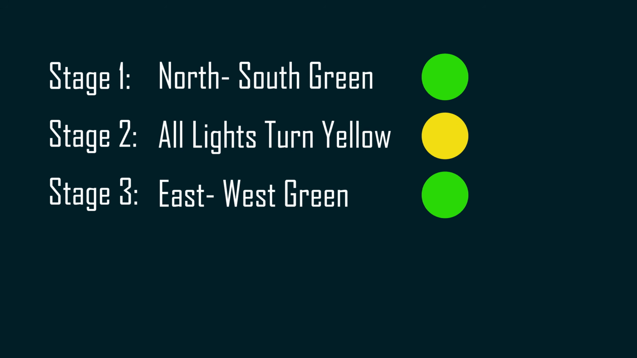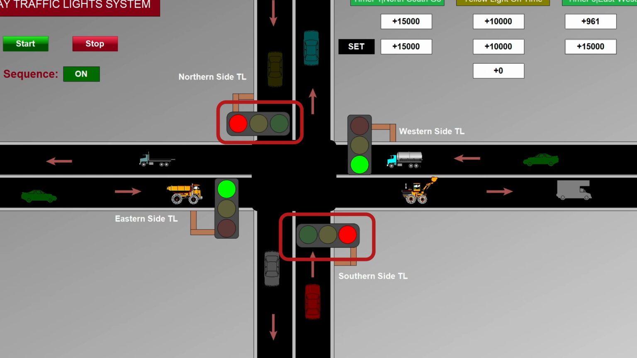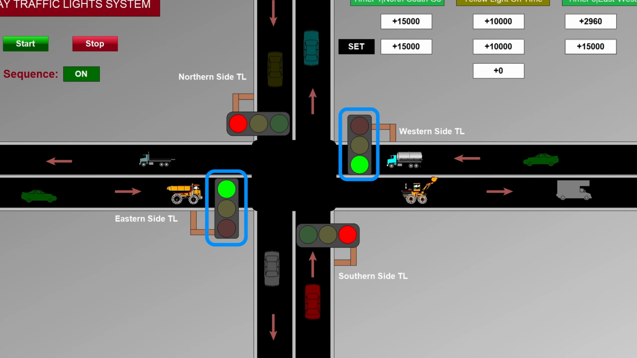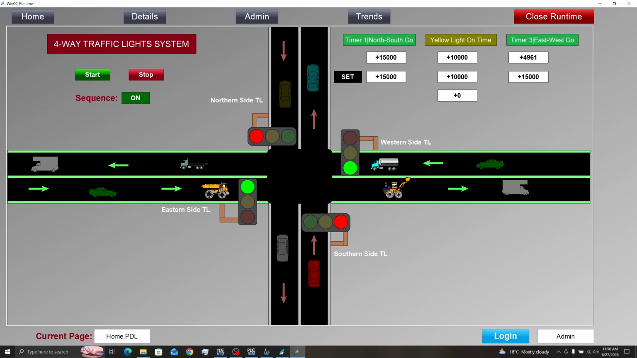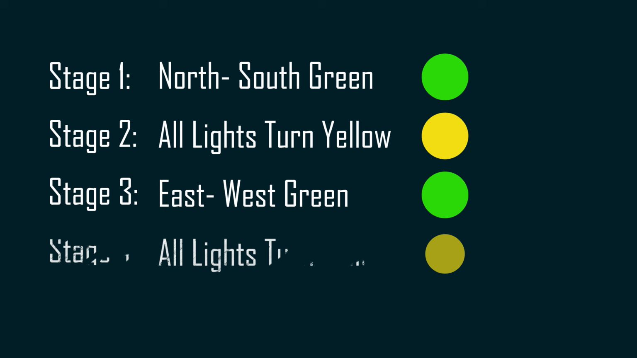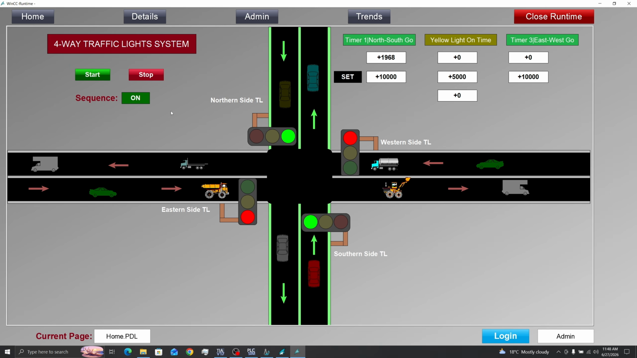Stage 3. After the yellow interval, the northern and southern traffic lights turn red, and the eastern and western traffic lights turn green. Traffic can now flow in the east-west direction, while the north-south traffic remains stopped. Stage 4. Once the east-west green time has elapsed, all 4 traffic lights turn yellow again for a few seconds. When that interval ends, the cycle returns to stage 1 and repeats continuously. You can watch the entire sequence playing out on the screen right now. 4 stages, repeating continuously to control traffic from all 4 directions.